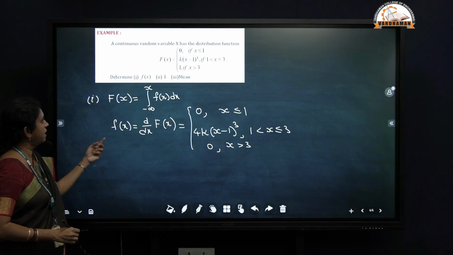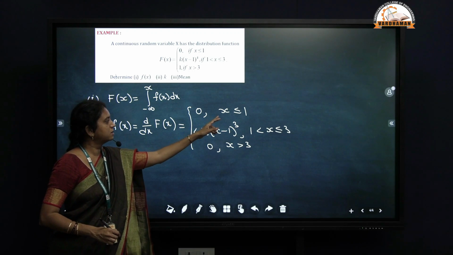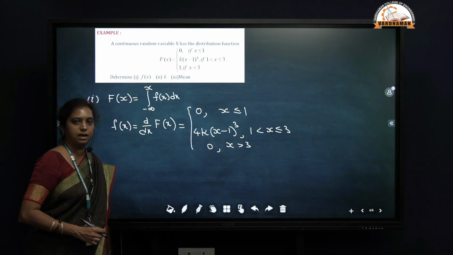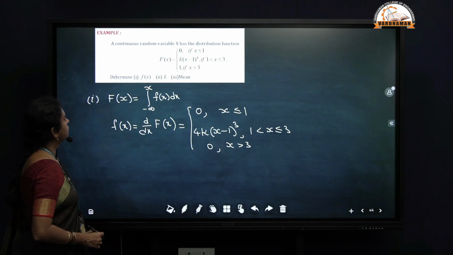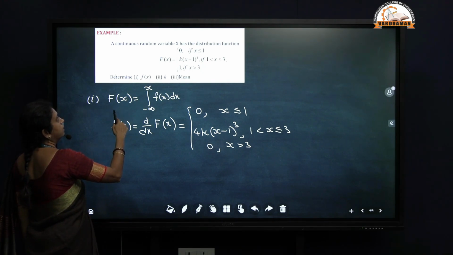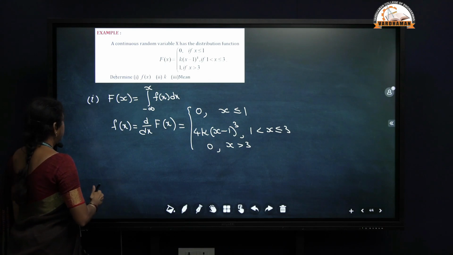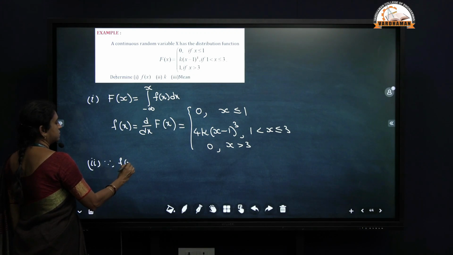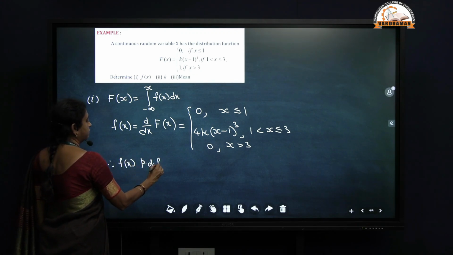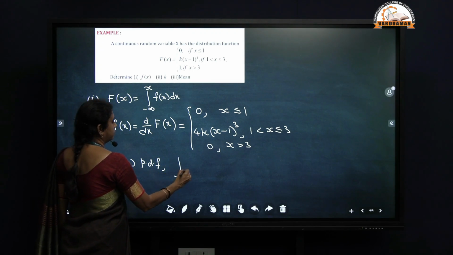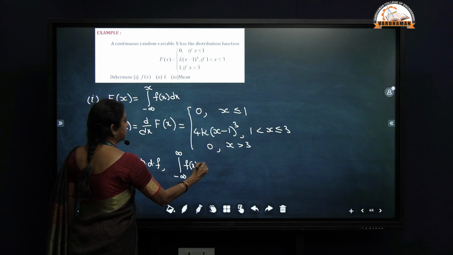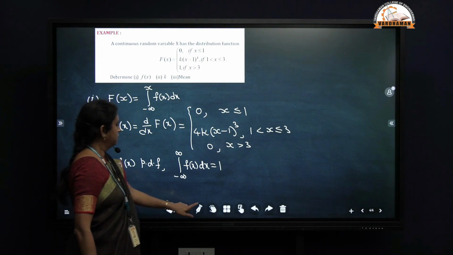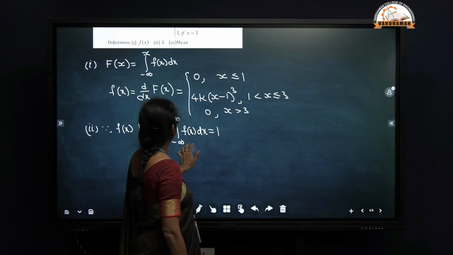So, we have f(x) as 0 for x less than or equal to 1, 4k(x - 1)^3 between 1 and 3, and 0 for x greater than 3. Now, we will find out this k value. Since it is given that f(x) is a probability density function, we know that the integral from minus infinity to infinity of f(x) dx will be equal to 1.